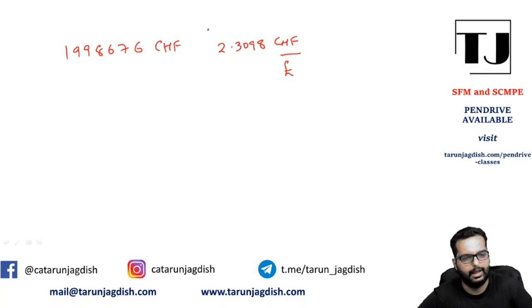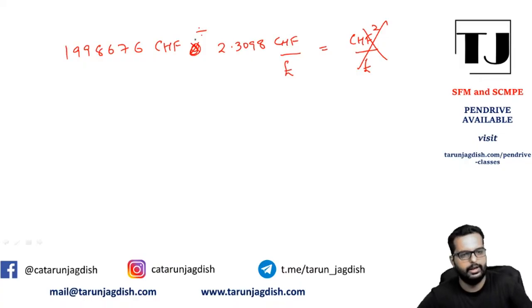Always you first think of multiplying. If you multiply this, you will get something called CHF square bar sterling. Is that correct? That is wrong. So your common sense will tell you don't multiply. What are you supposed to do? Divide. Once you divide, CHF and CHF will get cancelled.